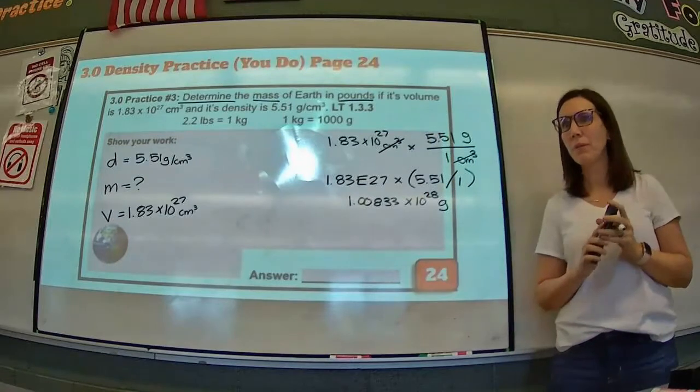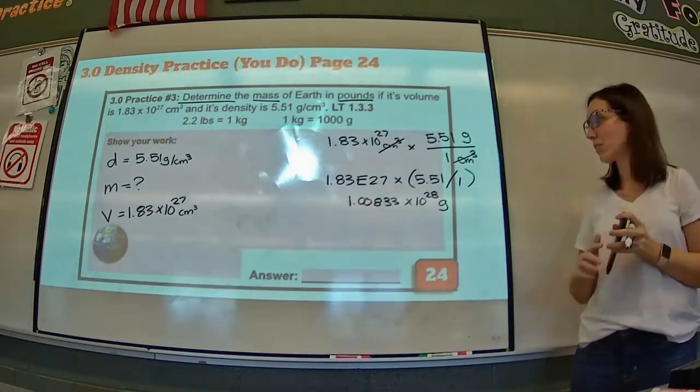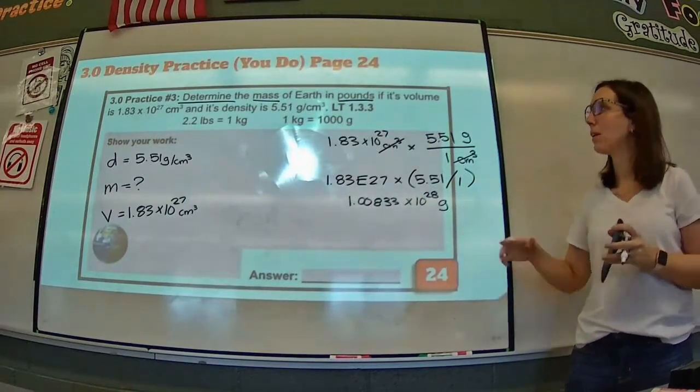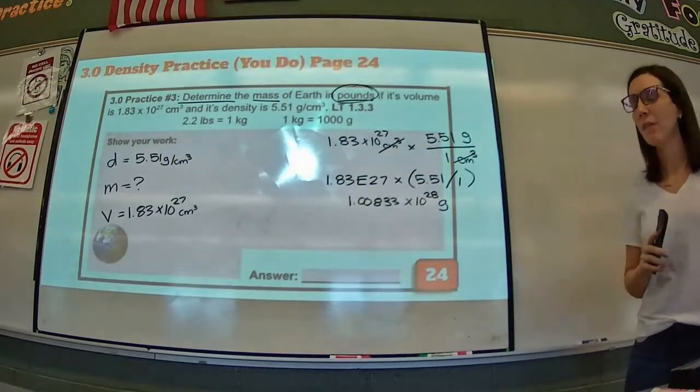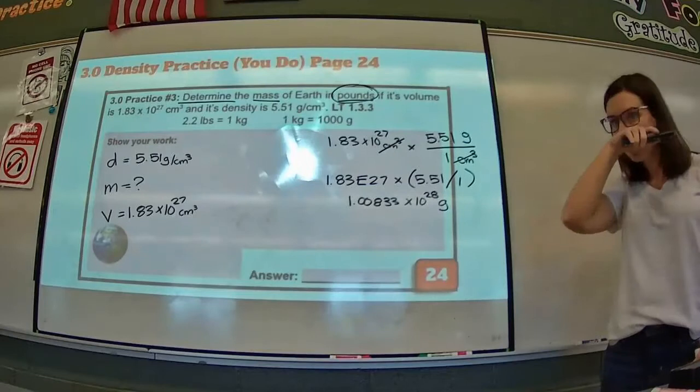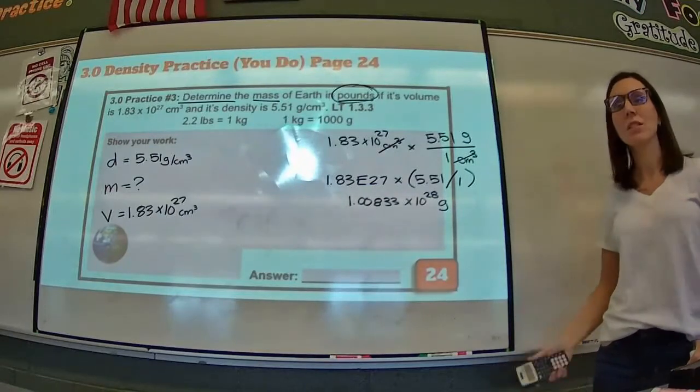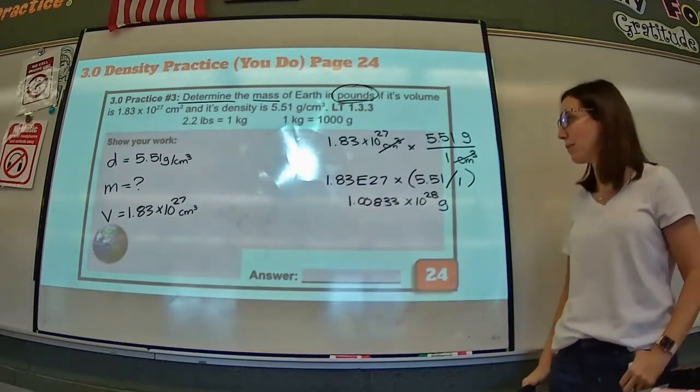But that's not what we want. The problem says we want our answer not in grams, but in pounds. So it says how many pounds, okay? So we're gonna have to take this answer in grams, and we're gonna have to convert it to pounds. And this is something that we've already spent lots of time doing in class.